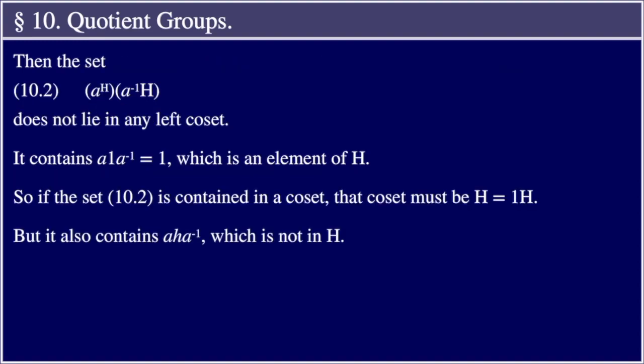Then the set 10.2, aH times a inverse H, does not lie in any left coset. It contains a1 a inverse 1 equal to 1, which is an element of H. So if the set 10.2 is contained in a coset, that coset must be H equals 1H. But it also contains aha inverse 1, which is not in H.